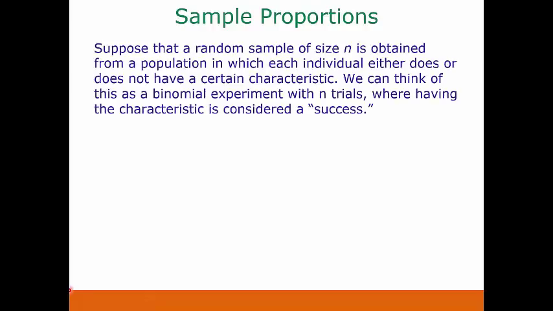So suppose that a random sample of size n is obtained from a population in which each individual either does or does not have a certain characteristic. We can think of this as a binomial experiment with n trials, where having the characteristic is considered a success.